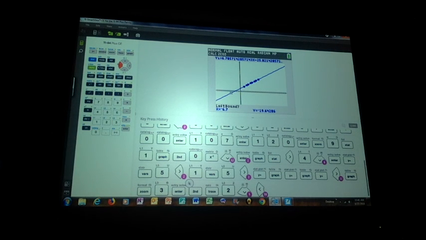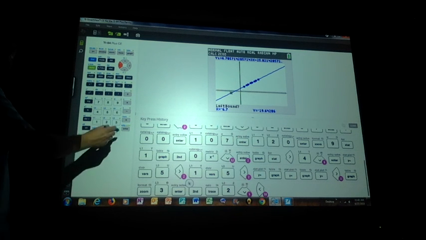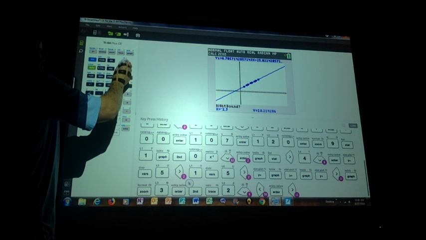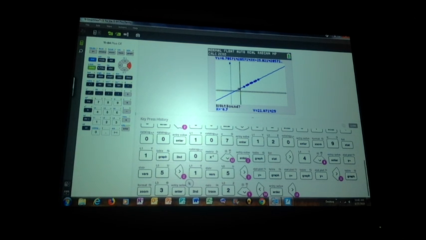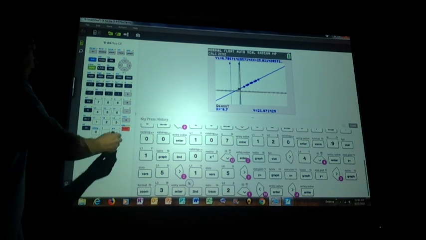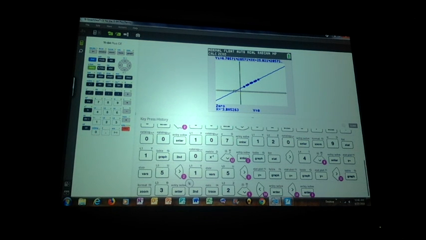Am I to the left of where that crossed the x-axis? Yeah, so you hit enter. And then I'm going to move to the right of where it hits the x-axis. Am I to the right of where it hits the x-axis? Hit enter, and then it says, hey, do you want to guess? No, give me the answer. So you hit enter one more time. So at negative 3.80 is our x-intercept.